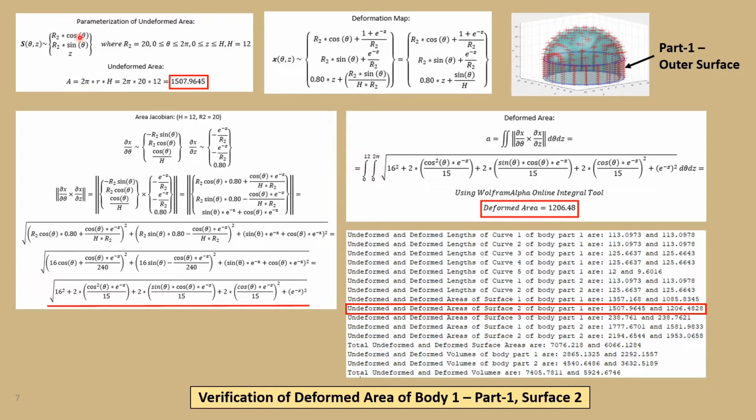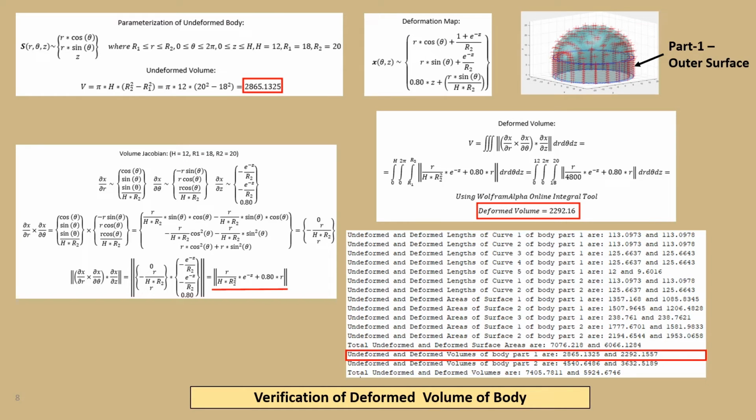Then, plugging in all the appropriate parameterization locations within my deformation map for the different z locations results in a function, as you can see here. Then finding the area Jacobian through this definition, and working through all this complicated math, results in this very complicated expression highlighted here. Using an online integral tool like Wolfram Alpha, I was able to plug in these different values along with the appropriate values of my radius and my height to calculate a total deformed area of 1206.48, which pretty much exactly matches my MATLAB output, showing my code is working appropriately.